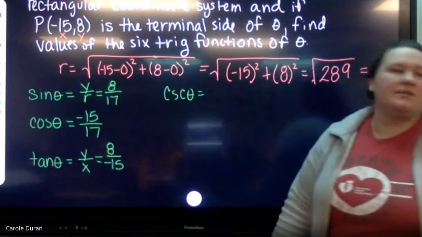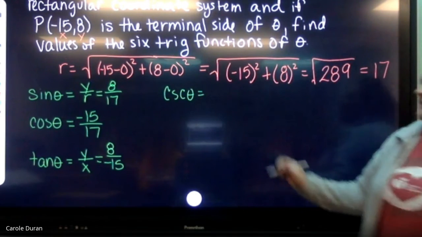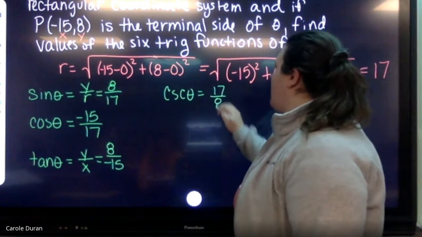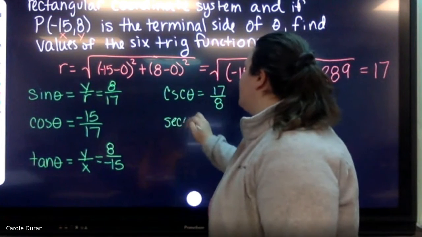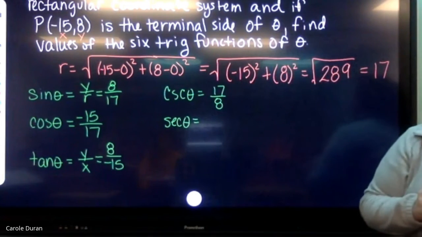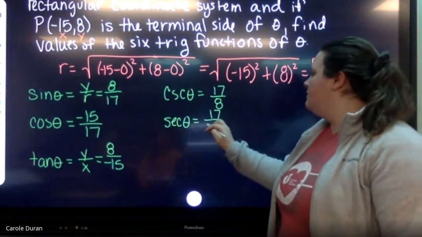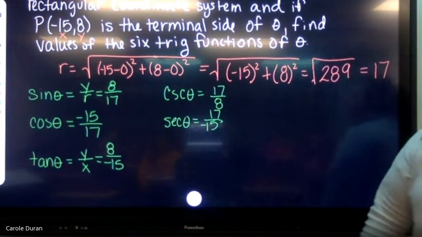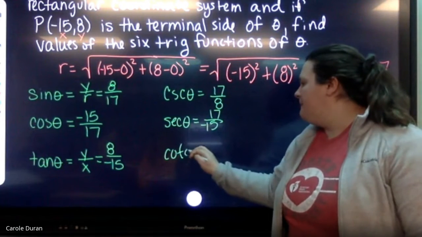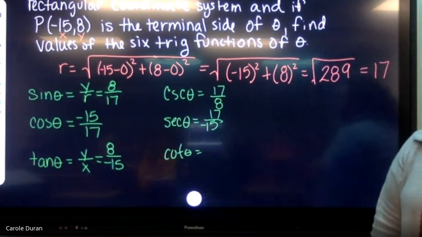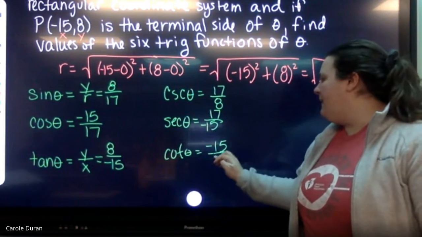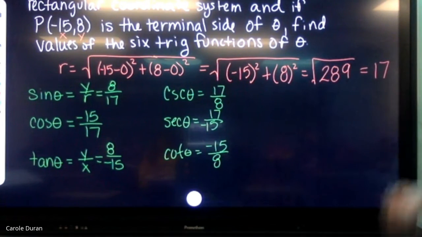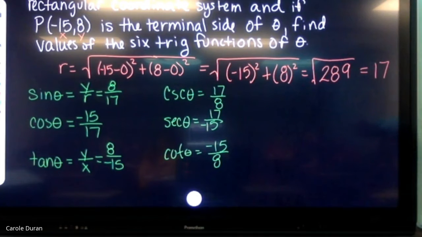Erin, what did you get for cosecant? Perfect. 17 over 8, because it's r over y. Secant, Becca, is what? 17 over negative 15, because it's r over x. And cotangent, Jojo, is what? Negative 15 over 8. My reciprocals still stand. So cosecant is the sine ratio flipped, secant is the cosine ratio flipped, and cotangent is the tangent ratio flipped. Questions, concerns, or issues with that?